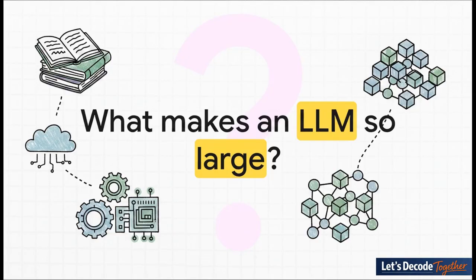When you're scrolling and you read a headline about a brand new large language model, what are they actually measuring? Are they talking about millions of lines of code? Is it the physical size of the supercomputer running it? Or maybe the sheer amount of text it read off the internet? Well, the answer is actually a lot more specific than any of that.